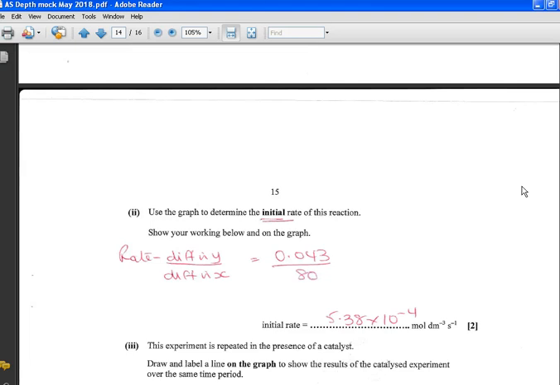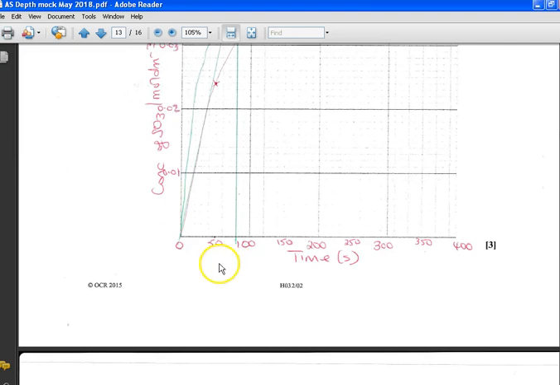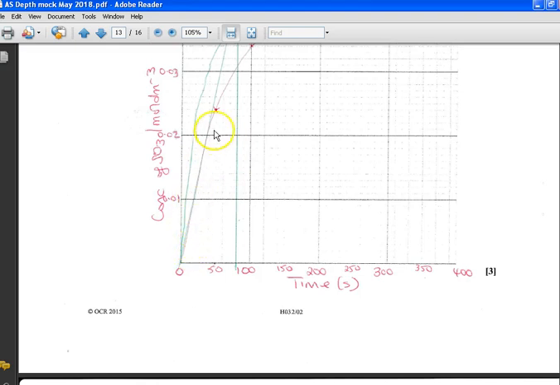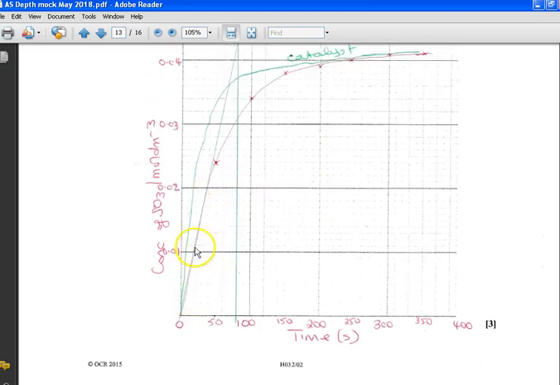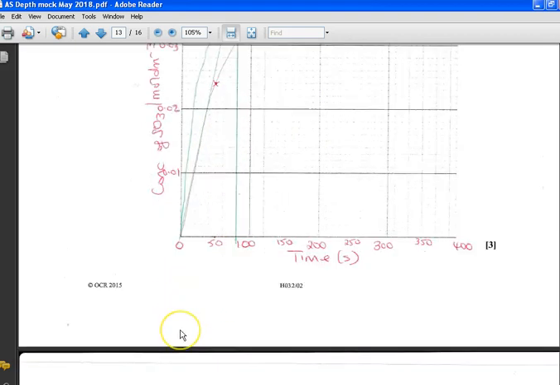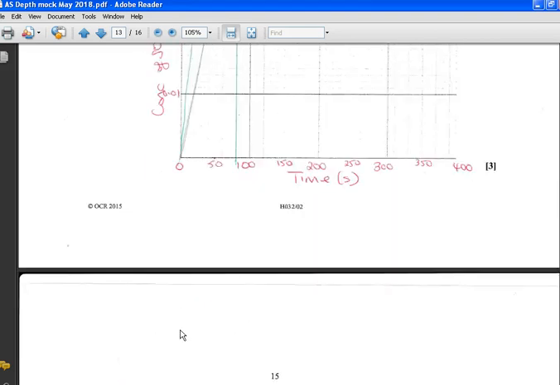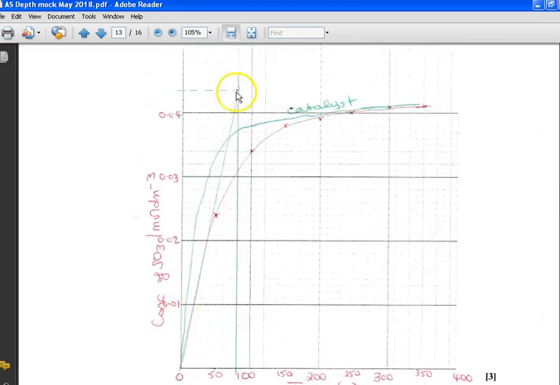And then you had to use your graph to work out the initial rate of reaction. Now remember, you need to draw a tangent that goes through the origin and follows basically that initial part of the curve. Then you draw your right angle triangle and you take the difference in y over difference in x. Obviously, because the top of your triangle starts at 0, it's nice and easy.